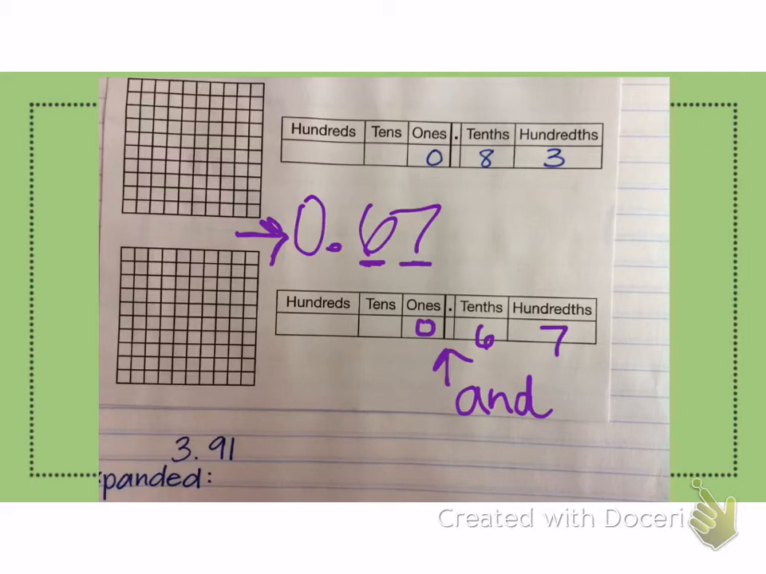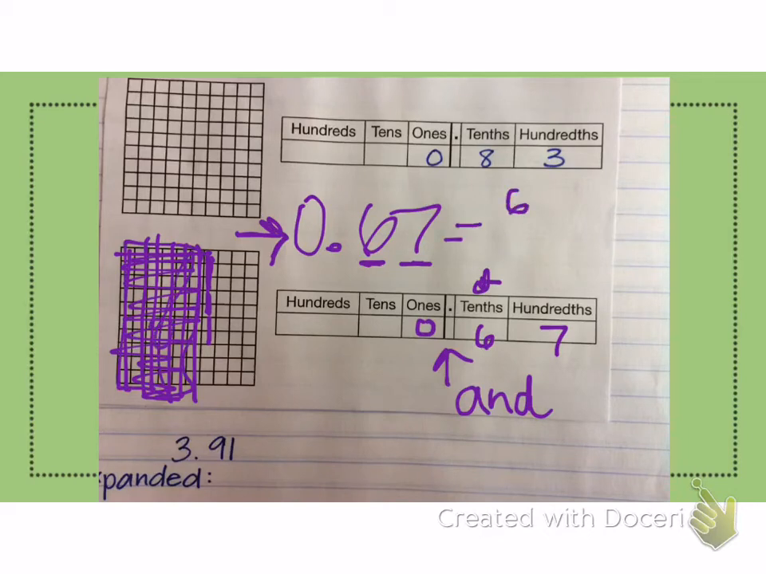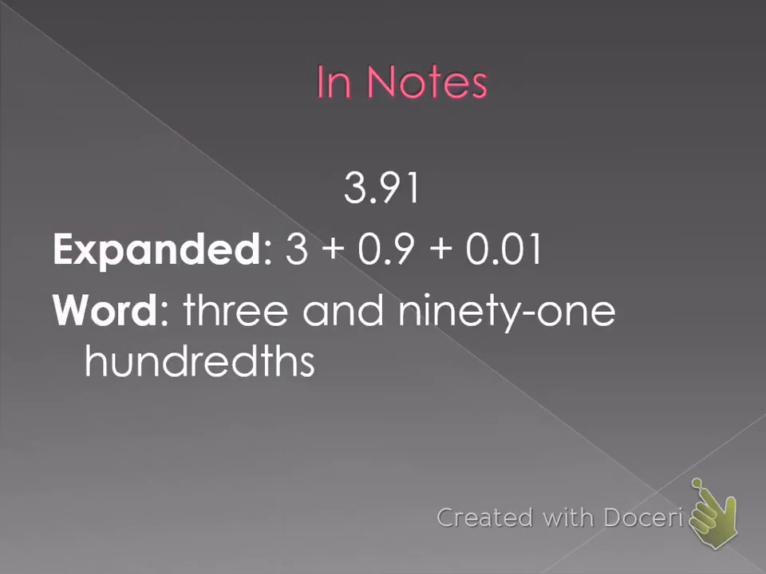So it's 67 hundredths. I have to color in 1, 2, 3, 4, 5, 6 columns to take care of that. And then there's 7 on the next one. So I've now colored in 67 out of the total of 100. So as a fraction, I have the same thing, 67 over 100. You should have this filled in your notes.